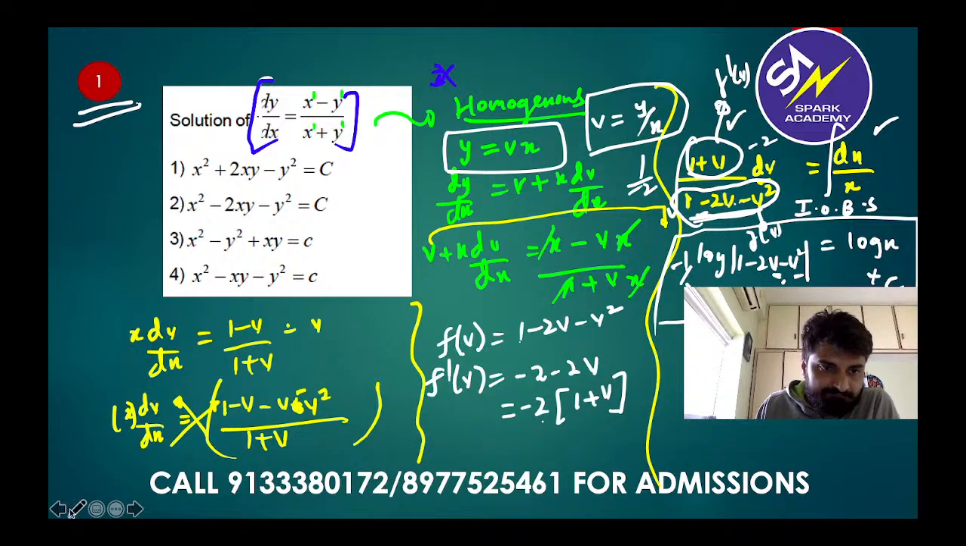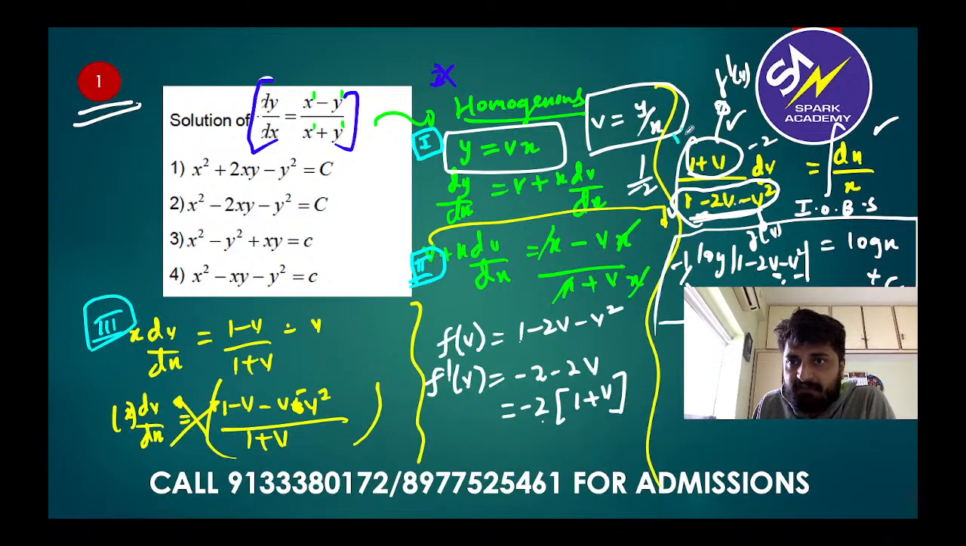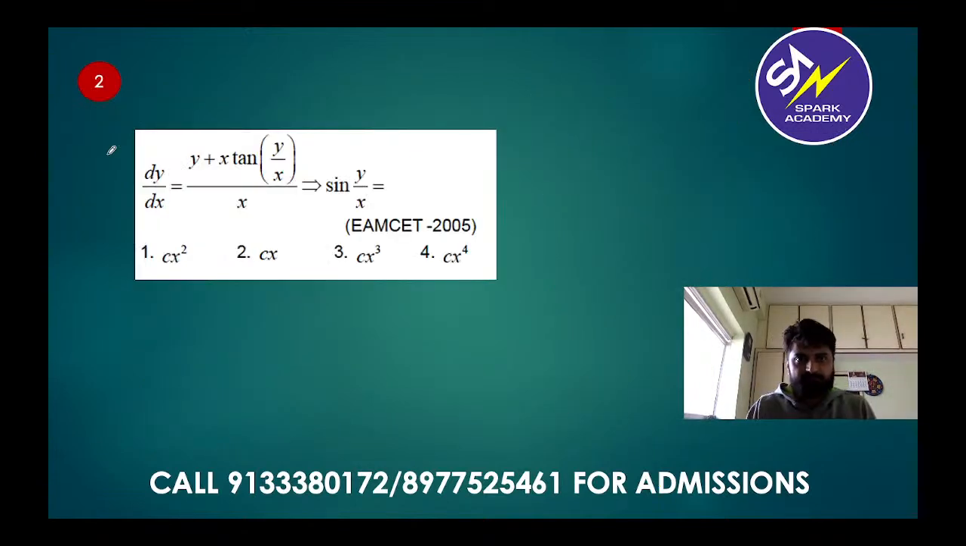Step 1, we are doing this. So I'll write the steps for you. y equal to vx. Then you are just differentiating on both sides and substituting in the question, taking all v terms on one side, and then using the general integration form, you are getting the answer. So very easy, homogeneous type. This you can see in a previous EAMCET question.